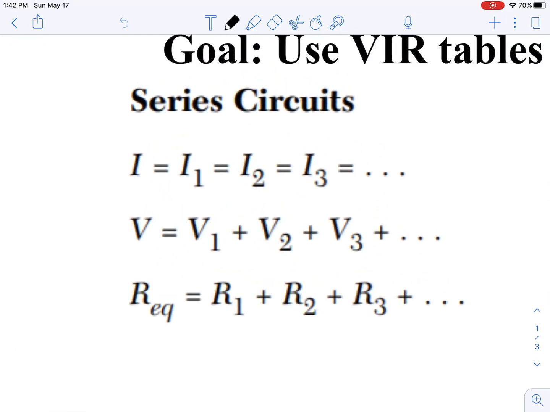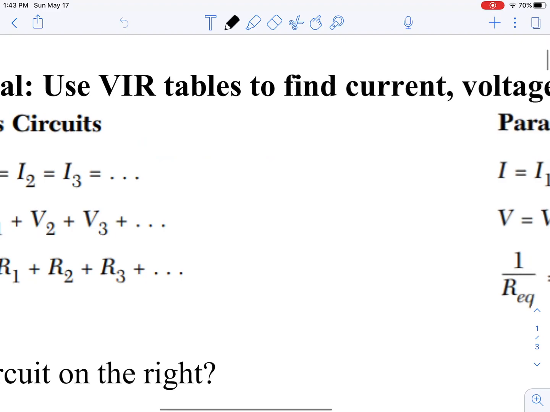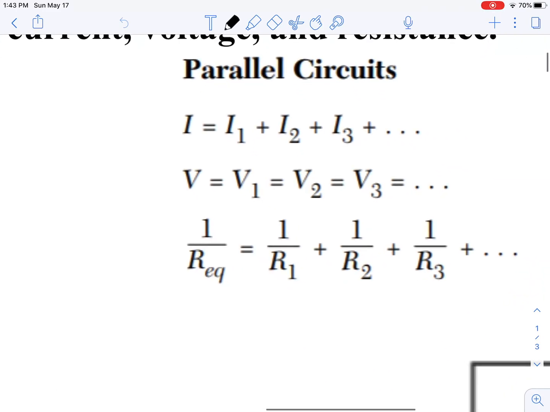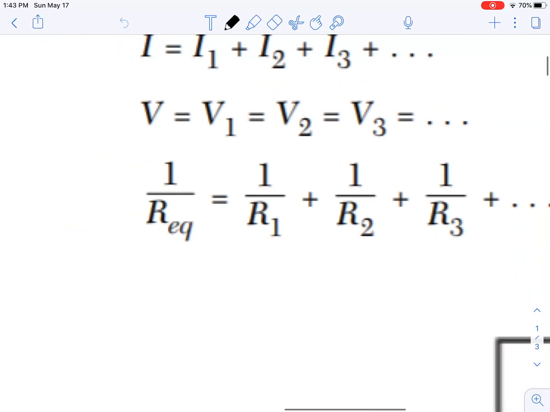Series circuits: current is the same everywhere, voltage adds up to be the voltage of the battery, and to get the total resistance, or equivalent resistance, you just add up all the resistors. Parallel, a bit different. In parallel, the voltage is the same everywhere. The currents add up to the total current, and the equivalent resistance is a little bit different. It's 1 over equivalent resistance equals 1 over R1 plus 1 over R2 plus 1 over R3.